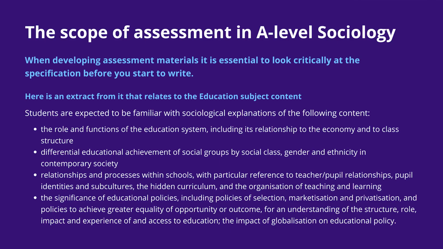It is also important to look at the general points at the start of each section too. Here you can see that there are quite broad expectations of what students should be able to do throughout the whole of the section. For instance, in their study of education, students should examine education in relation to the core themes of socialization, culture and identity, social differentiation, power and stratification.